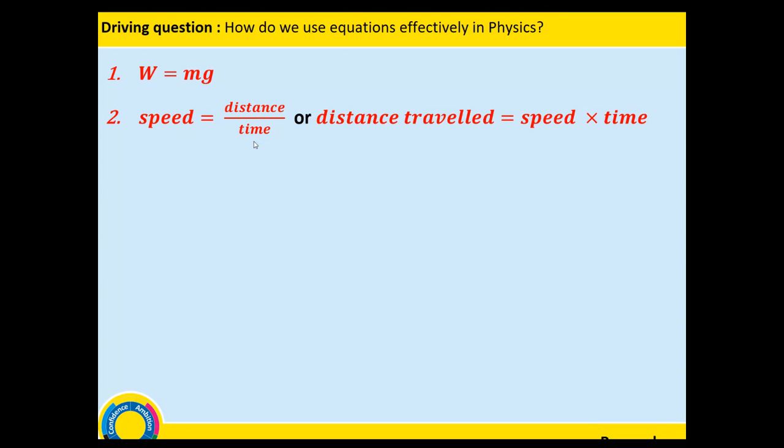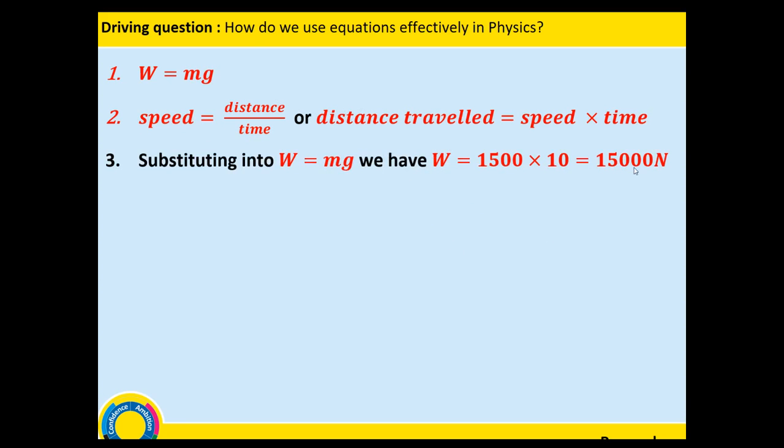The third question is, the strength of gravity on Earth's surface is 10 newton per kilogram. Calculate the weight of a car with a mass of 1,500 kilograms. In the question, we are given the mass and we're given the gravitational field strength. We simply multiply the two together and we get 15,000 newtons. 1,500 multiplied by 10 gives us 15,000 newtons.